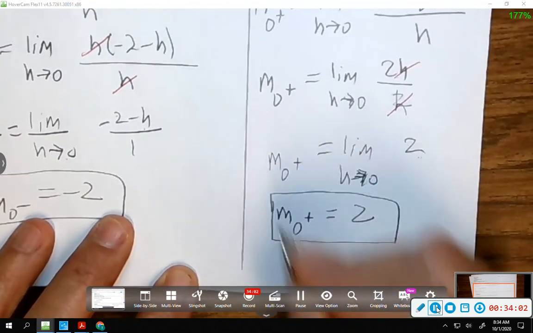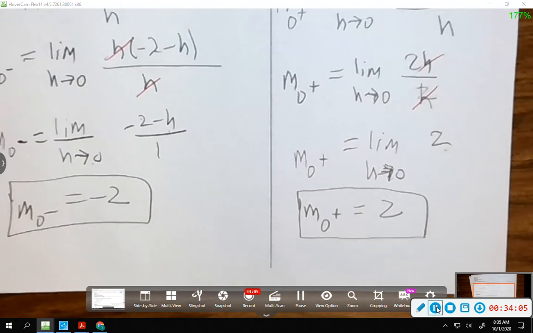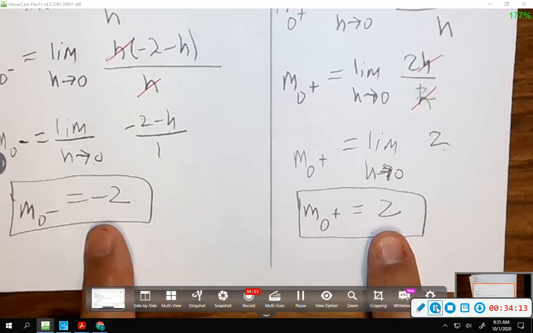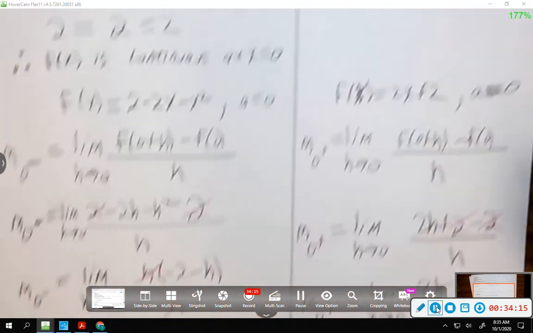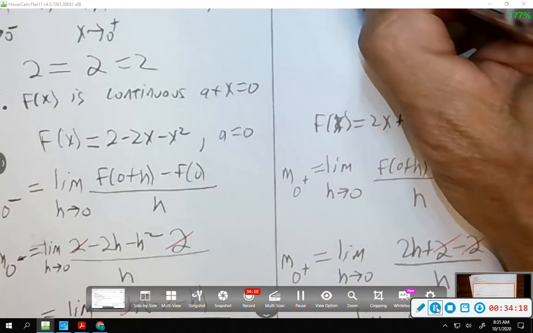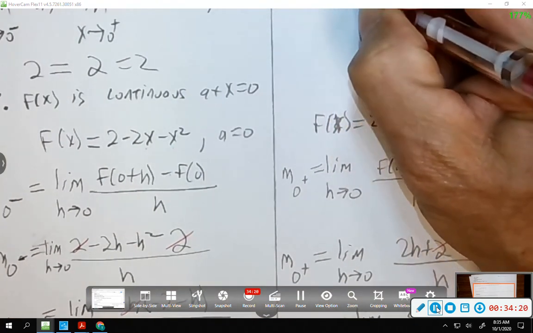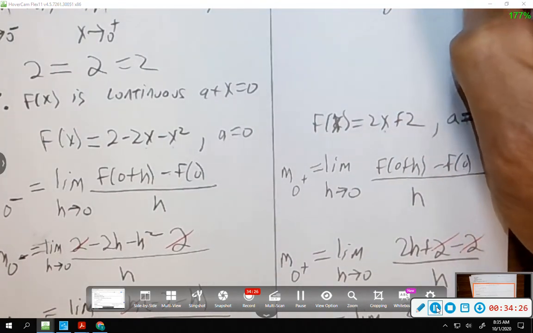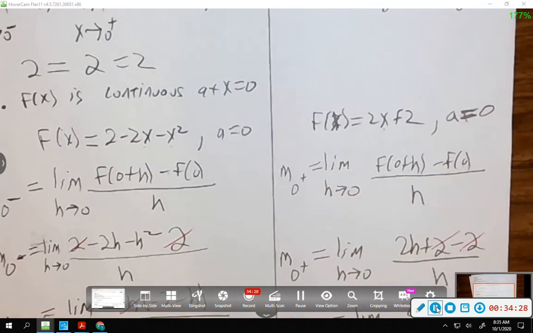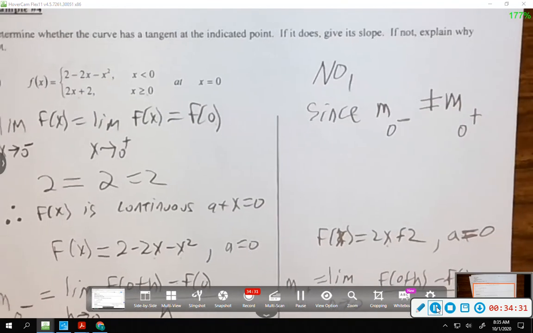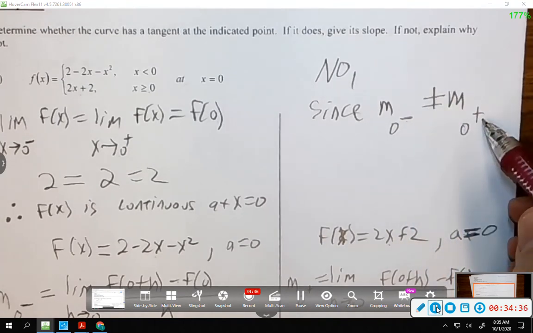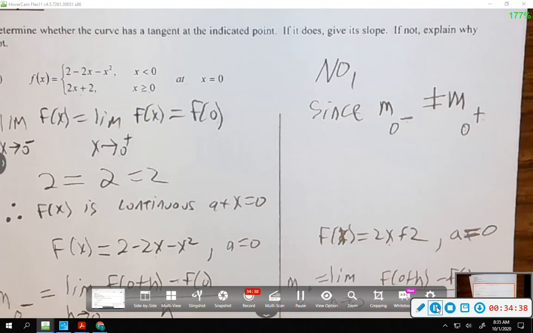So the question really asked, does this function have a slope at 0? And the answer in this is no. Just like it was with limits, we would say no. Since the slope at 0 from the left does not equal the slope at 0 from the right. Negative 2 does not equal positive 2.